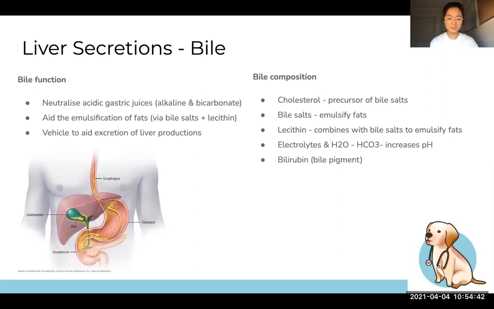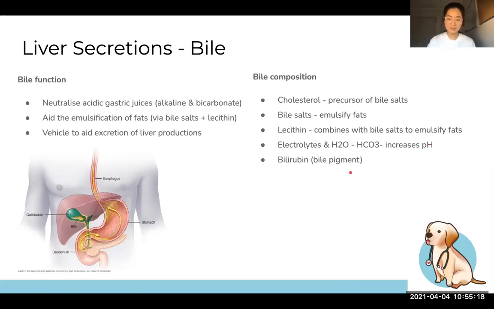So bile is important mainly for two things. One, it neutralizes your gastric acid juices. Second, it helps with emulsification of fats. And it does that basically through bile salts and lecithin. So first of all, what exactly does bile contain? Bile is basically made up of cholesterol, and cholesterol is then used to produce your bile salts. In addition to that, you've got your lecithin, which together with the bile salts will emulsify your fats. You've also got some electrolytes and also H2O, HCO3 minus, which increases your pH. You've also got your bilirubin as well.